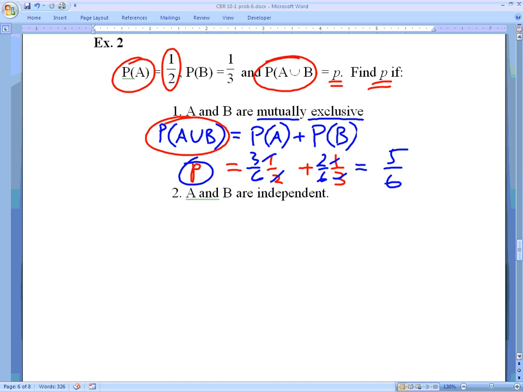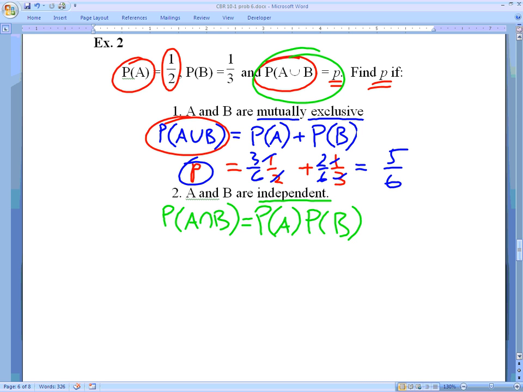Now let's take a look at what happens when they're independent. So independent, we should probably use our independent formula. That says the probability of A and B is equal to the probability of A times the probability of B. Well, we're trying to find P. Remember, P is the probability of A or B. This formula does not have A or B anywhere in it, so this will not get me my answer. And yet, I can't use the combined events formula because I only know two numbers at the moment. So if I use the independent formula, I can get a third number, the probability of A and B.